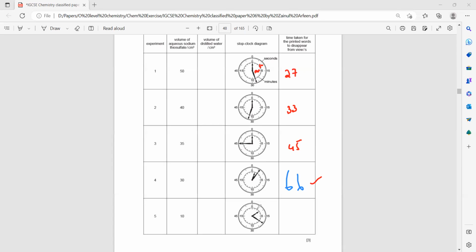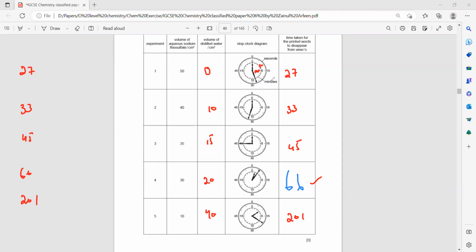And for this one, it's 1, 2, and 3 minutes, and the last one is 21. So 180 plus 21, so this will be 201. And what about the volume of the distilled water we used? We used 0, 10, 15, 20, and 40. So these are the values for the experiments. The times were 27, 33, 45, 66, and 201.